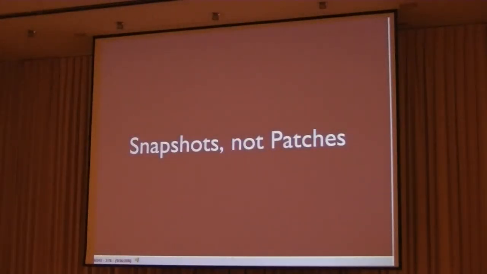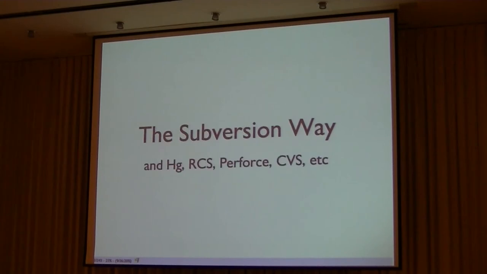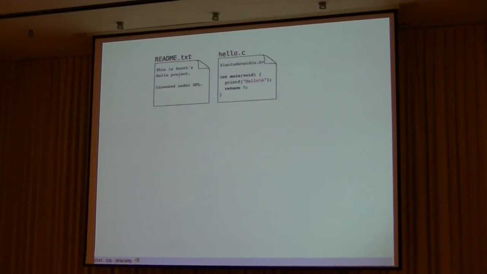Thinking about Git as a snapshot storage mechanism is really helpful because it's very different than version control systems before. If you've been using any version control for the last decade before Git, every single one basically uses this Subversion type way. Mercurial still does this, RCS, before CVS, they all think about version control from the point of view of the files.